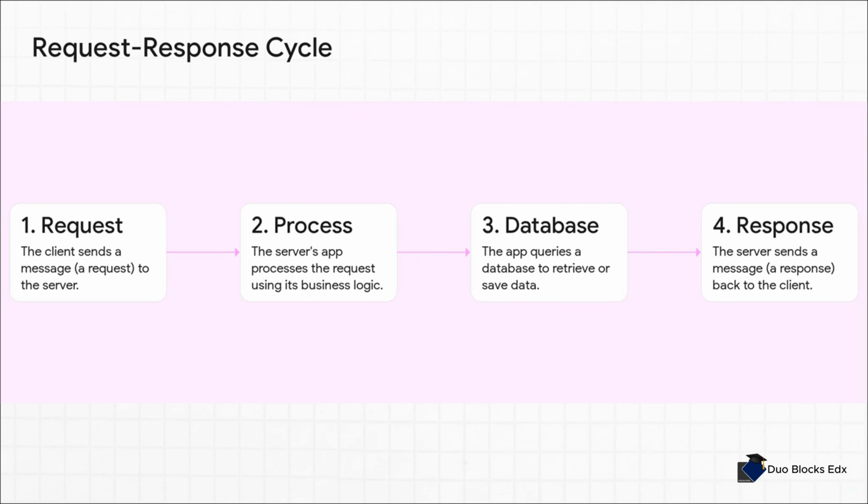Let's walk through it. Step 1. You click a button on a website. That action sends a request from your browser. Step 2. The backend server catches that request and says, okay, I know what to do with this. Step 3. It might need to grab some info from a database or maybe save something new. And finally, step 4. The backend puts together a response and sends it all the way back to your browser, which then updates what you see on your screen. And this little dance? It happens literally every single time you do anything on a website.